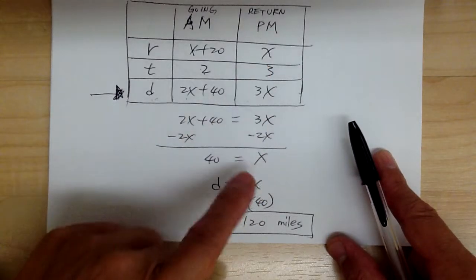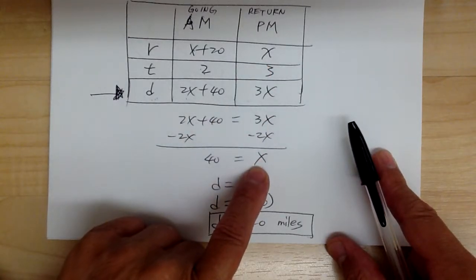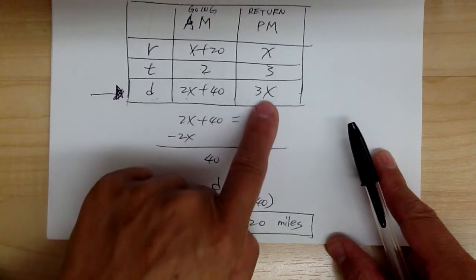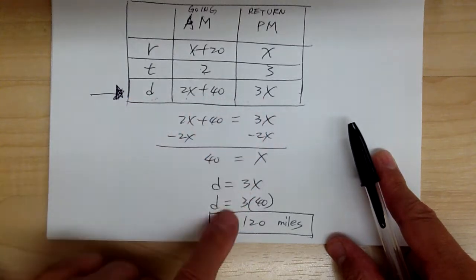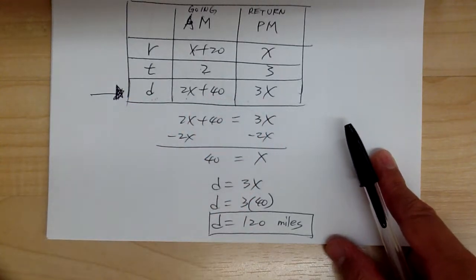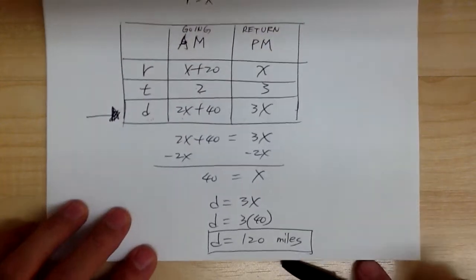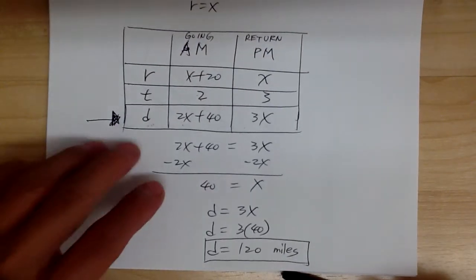The x is the speed, but that is not what they ask you for, right? They ask you for distance. So you can use this one or this one. Both are the same. And so the answer would be 120 miles. Okay, let's go to example 2.